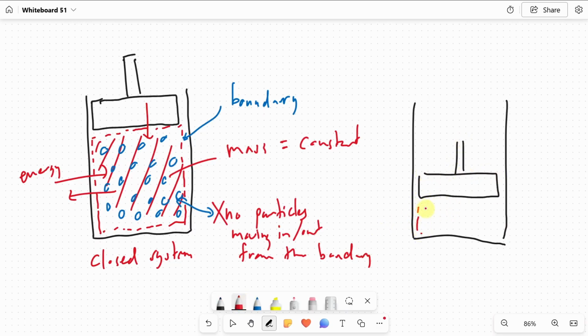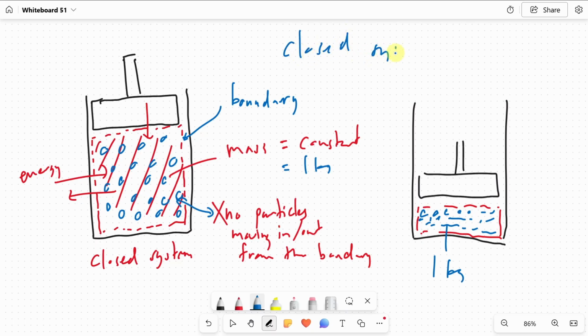So this is how the boundary looks like. It means that all these particles, this mass will be compressed in here, but they are still the same mass. So if the mass is 1 kilogram, for example, this is also still 1 kilogram. So the mass does not go in and out. I mean, the molecules do not go in and out from the boundary. Okay, so this is what we call a closed system.